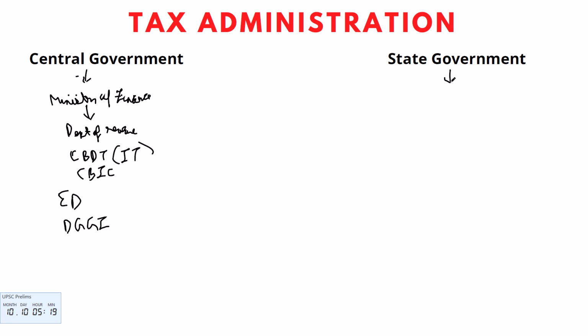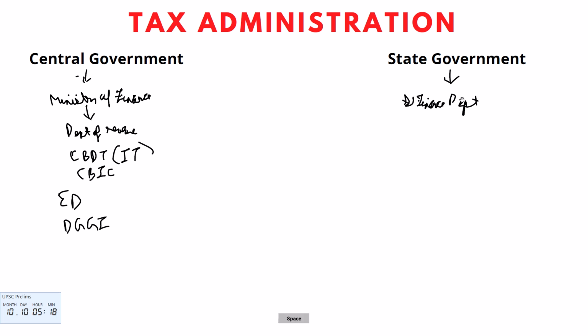However, when it comes to state government, the state finance departments are responsible for formulating state-specific tax policies, such as setting the state GST rates in consultation with the GST Council, and the state's goods and services tax departments administer the SGST laws, collect SGST, and conduct enforcement within their respective states.